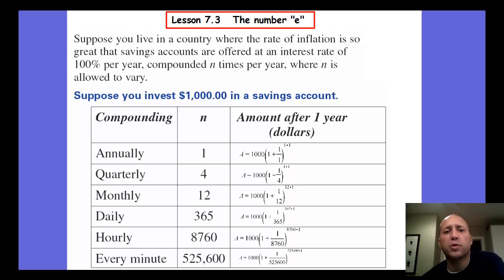Honors Algebra 2, Chapter 7, Section 3. So this is all about the number e. The number e is kind of like pi. It's a number we use a lot in math. So right here for this problem, we can kind of see where it comes from.